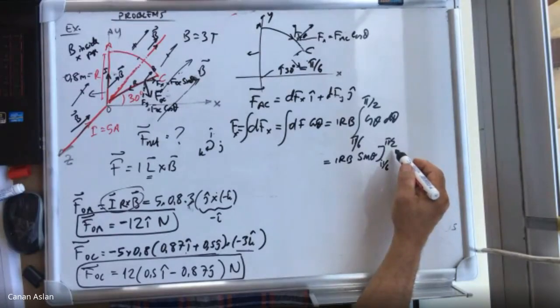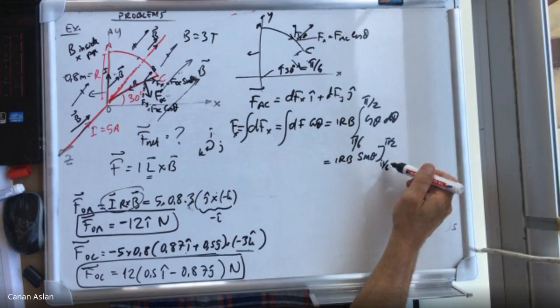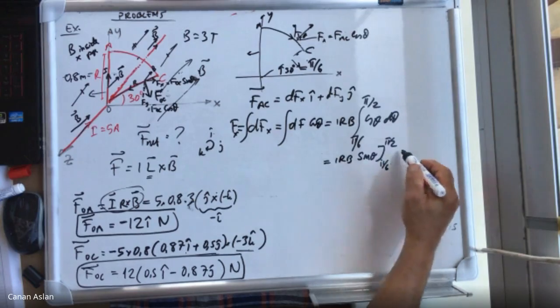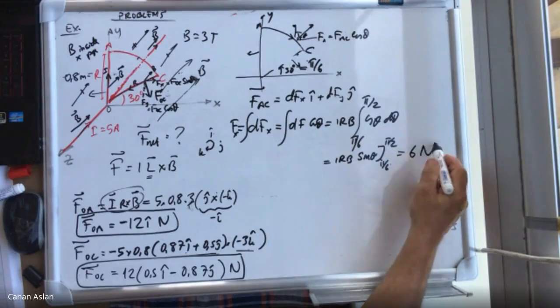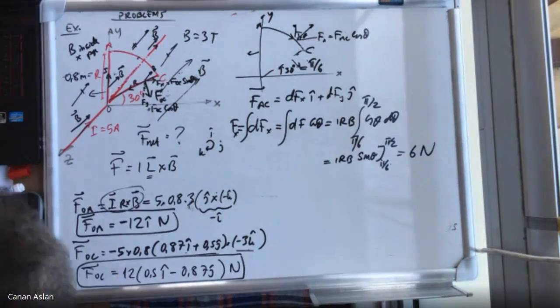But now, sine of pi over 2 is 1, but pi over 6 is 30 degrees. Sine of 30 degrees is one half, whatever. You can find this result. So if you do this, then it's just 6 newtons. The result is 6 newtons, Fx.